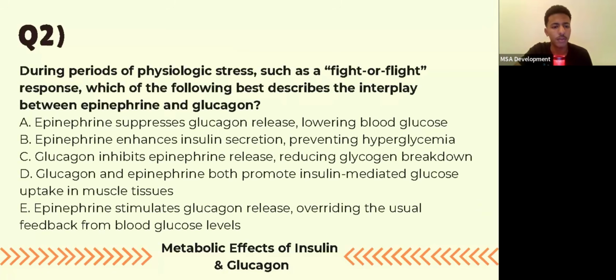Question 2. During periods of physiologic stress, such as fight or flight response, which of the following best describes the interplay between epinephrine and glucagon? 3, 2, 1. Okay, is it A, epinephrine suppresses glucagon? No, does the opposite actually. Epinephrine enhances insulin? No, does the opposite. Glucagon inhibits epinephrine release? No. Glucagon and epinephrine both promote insulin-mediated glucose uptake? No. Epinephrine stimulates glucagon levels, overriding the usual feedback from blood glucose levels. Correct. The answer is E. So the answer is C over here. The answer is E over here.